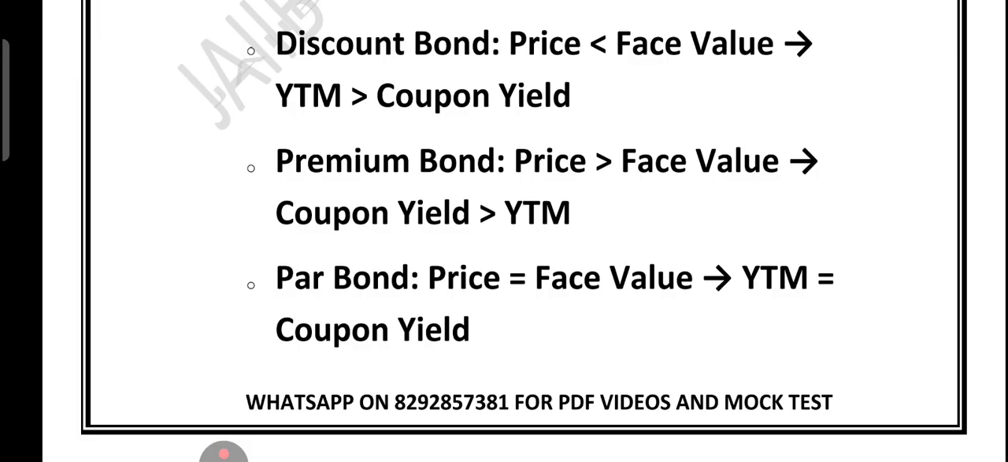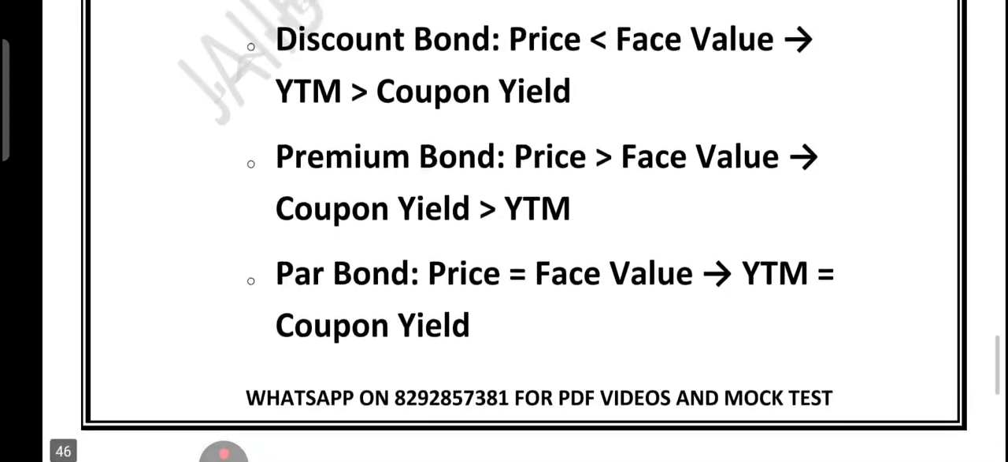Premium bond. Price is more than the face value, right? That means coupon yield is higher than YTM. This is called premium bond. Par bond means price equals the face value, which means YTM is equal to the coupon yield. So these are the three kinds of bond: discount bond, premium bond, par bond. In short, understanding time value of money and the bond price yield relationship helps investors make smarter investment decisions and assess the value of their bond.